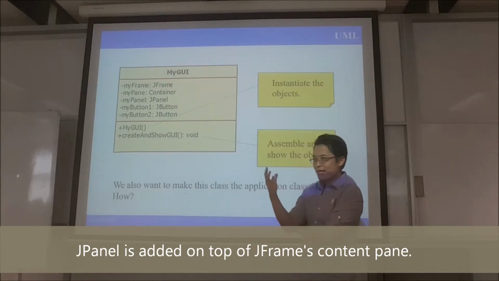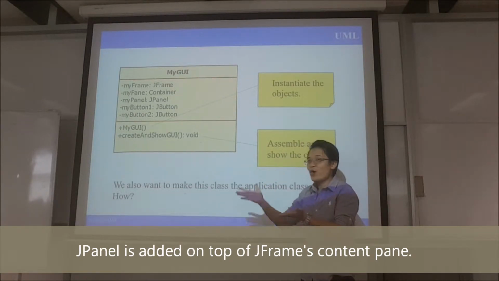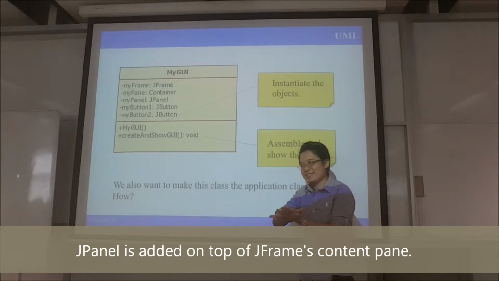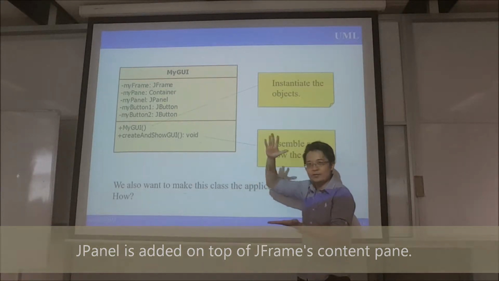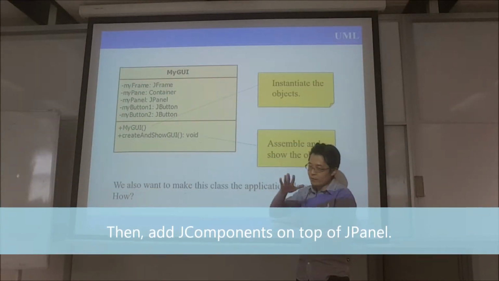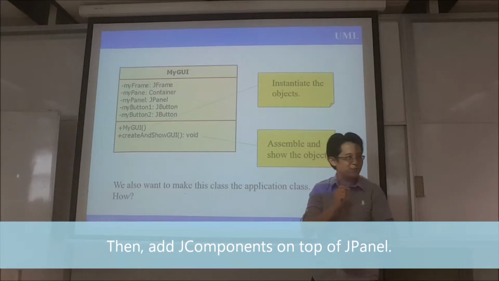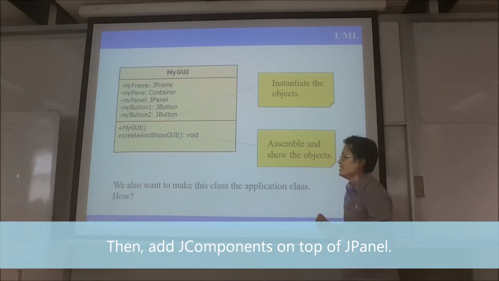We come to that page, sorry, to that slide. We add a panel on top of the pane. We have the JFrame. We have the content pane. We add a panel on top of the frame. Then add the components on top of the panel. If you don't want to use a panel, you can add on top of the content pane. But there's an advantage of using a panel, which I will illustrate later.